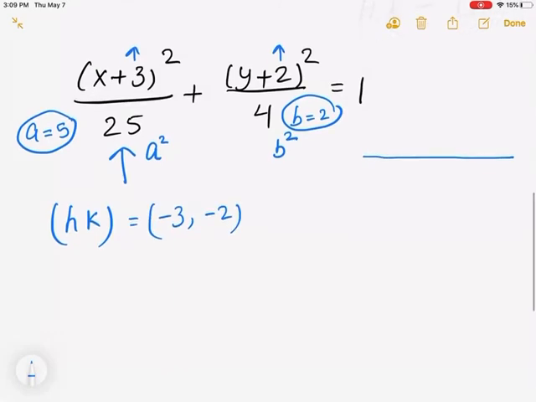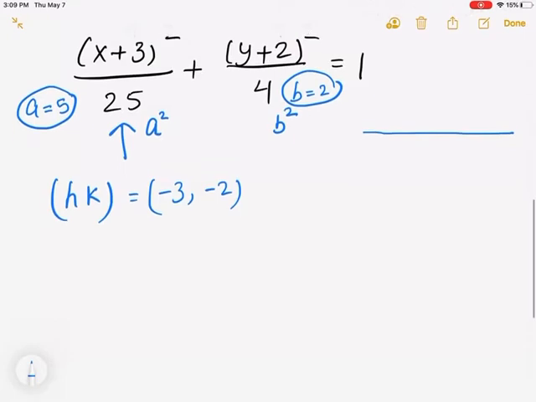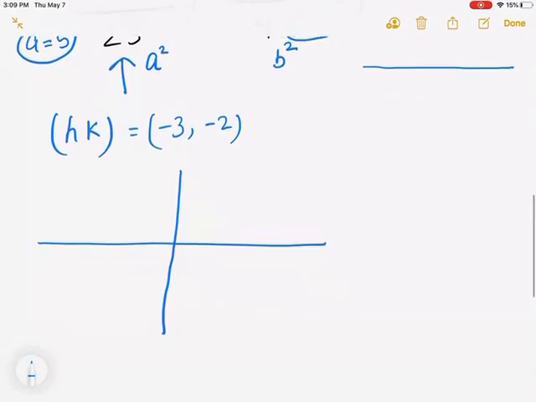For this example, I'm going to show you this problem two different ways, and whichever way you think is easier, just apply that. My question is to find the vertices and co-vertices for this one. How do we do that? Let's learn about graphing first. For sketching, the first thing we need is h and k.